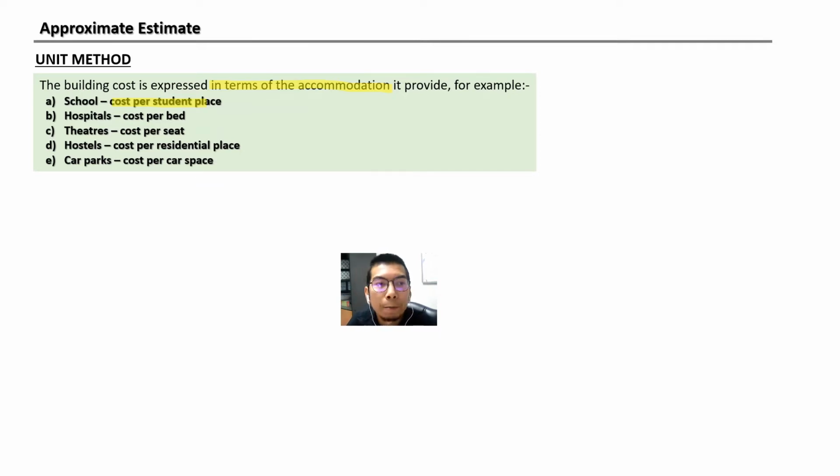Okay, you can calculate. Hospitals, cost per bed. Theaters, cost per seat. Hostel, cost per residential place. Car park, cost per car space. Okay, so that's how you apply the unit method in generating the approximate estimate cost for that particular project.